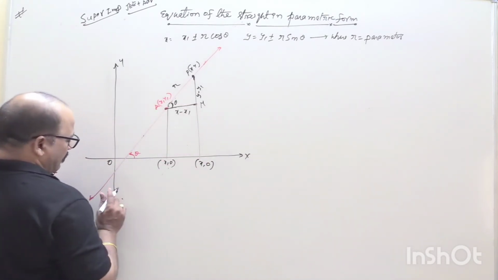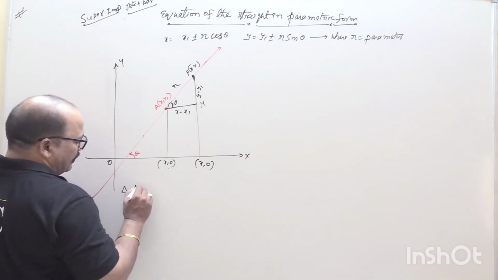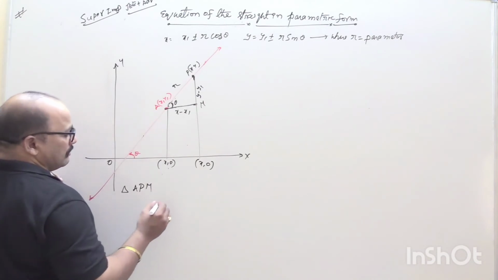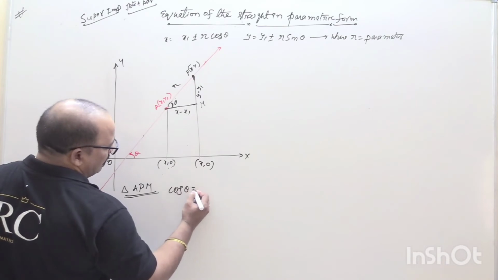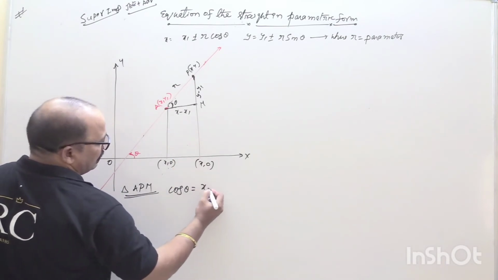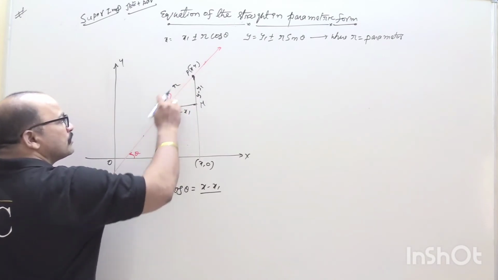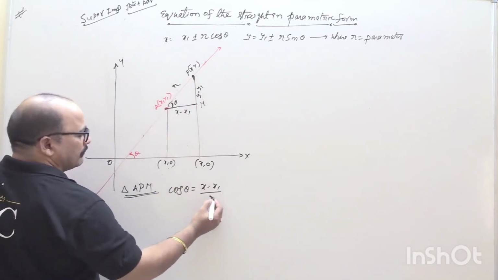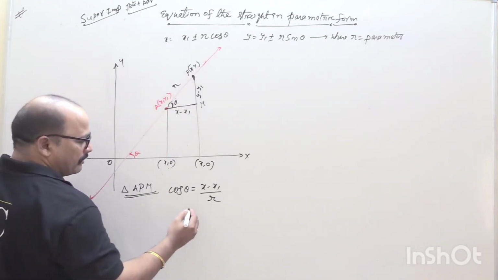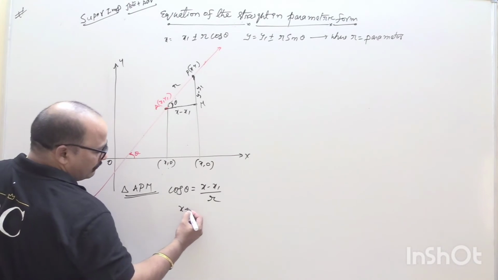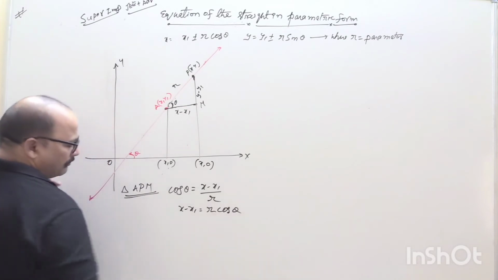Triangle APM, check it once. Cos theta is equal to adjacent side, x minus x1, by hypotenuse, r, the distance between my house and my friend's house. Here I want to calculate this one. First of all focus on the forward point. Now cross multiply: x minus x1 is equal to r cos theta. Most important.